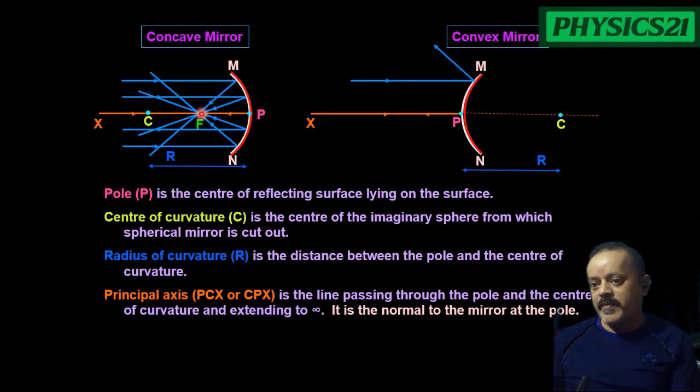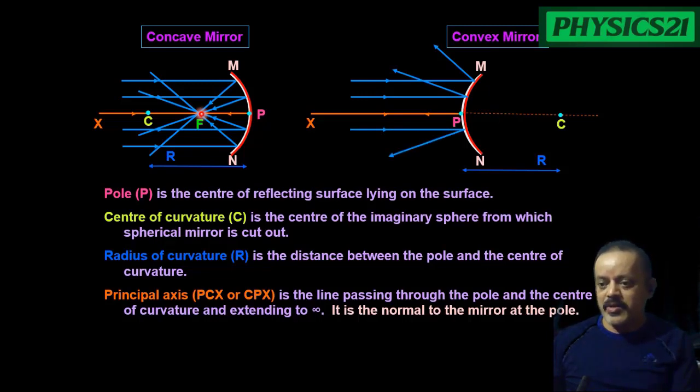Now, similarly, in a convex mirror, all the rays incident parallel to the principal axis, after reflection appear to come from a point on the principal axis known as the principal focus. So these are the parallel rays. Now they appear to come from this point. So this is known as the principal focus, denoted by capital F.